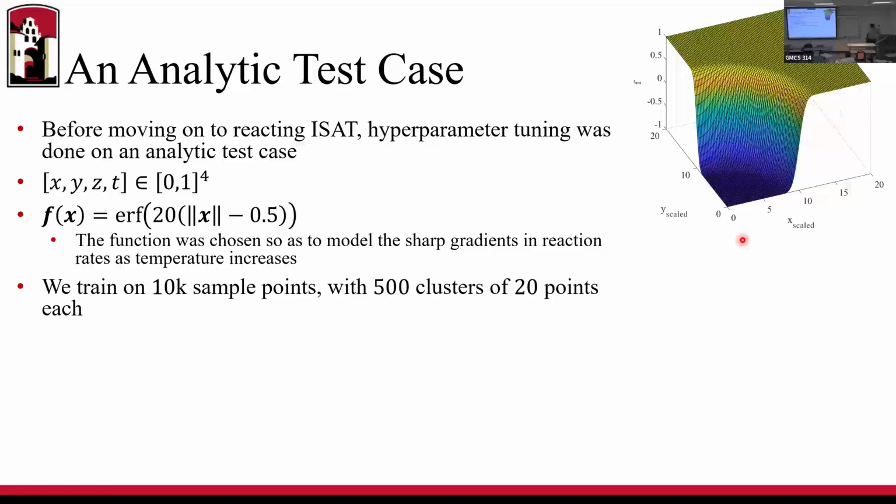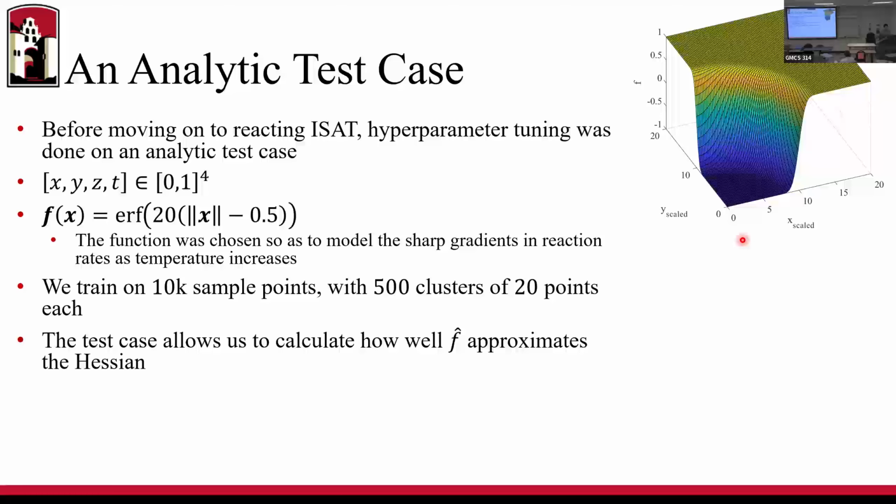Okay, so for this analytic test case, what we're going to do is we're going to train on 10,000 sample points, and if we use the K-means clustering loss, we're going to use 500 clusters with 20 points each. And then because here we know the analytic function, what this test case allows us is to calculate exactly how well we are approximating the Hessian. So that is useful when we're tuning the hyperparameters.